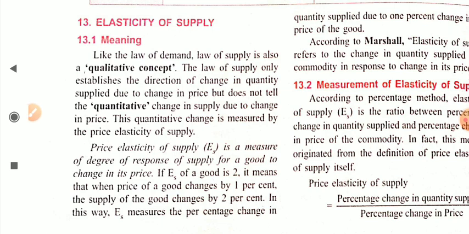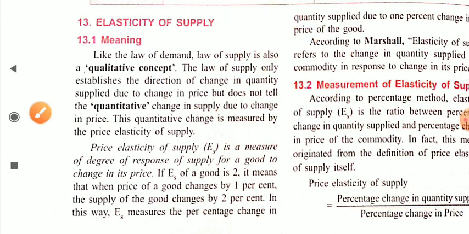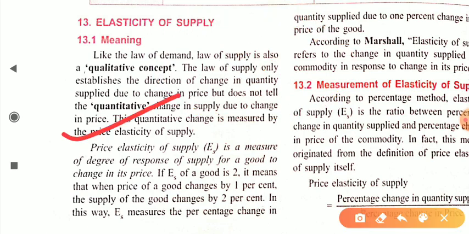Now if you talk about the quantitative, if you have to measure the degree of responsiveness, how much the change in price affects the quantity supplied, then you have to measure price elasticity of supply, which is represented by ES. This is the symbol of elasticity of supply. That's why price elasticity of supply is a measure of the degree of response of supply for a good to change in its price.